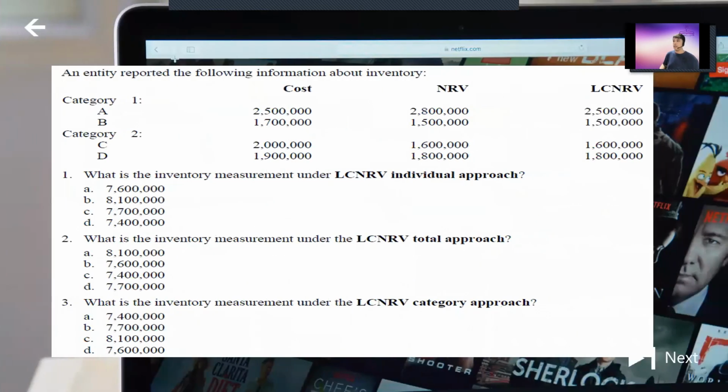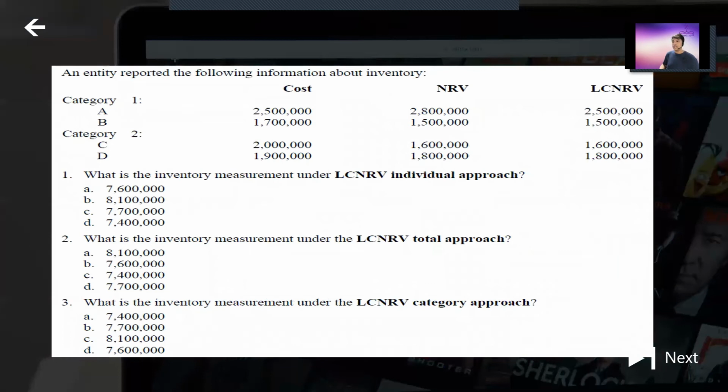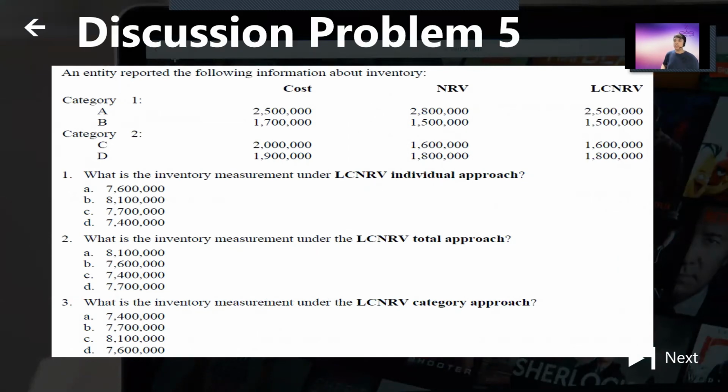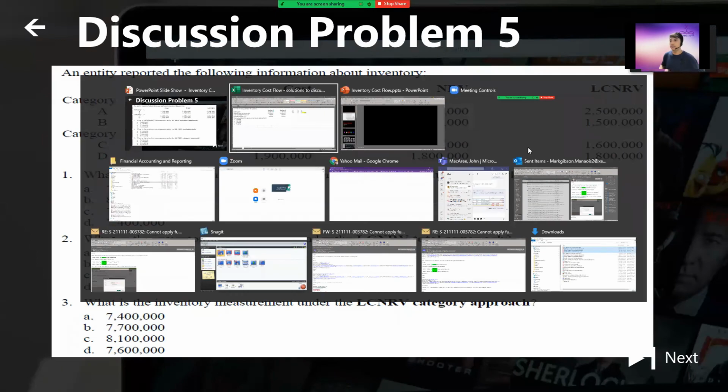Let's have problem number 5. Ito, tiyagain lang natin. Medyo mahaba yung problem, pero madali lang naman yung hinihingi. No? So number 1, requirement. What is the inventory measurement under LCNRV individual approach? Number 2, what is the inventory measurement under LCNRV total approach? Number 3, what is the inventory measurement under the LCNRV category approach? No? So let's have problem number 5.